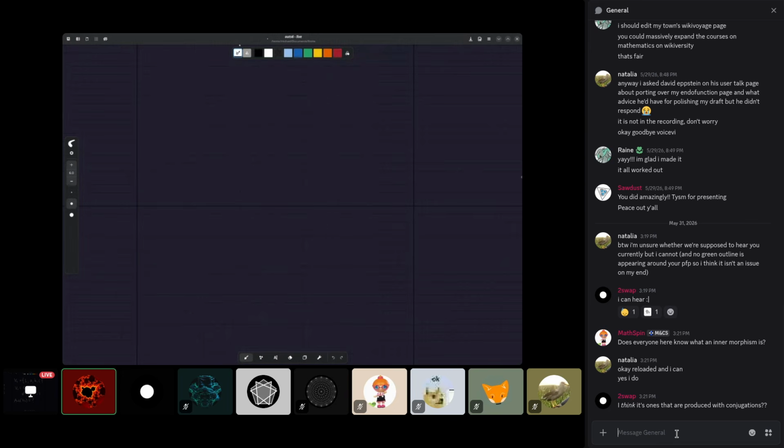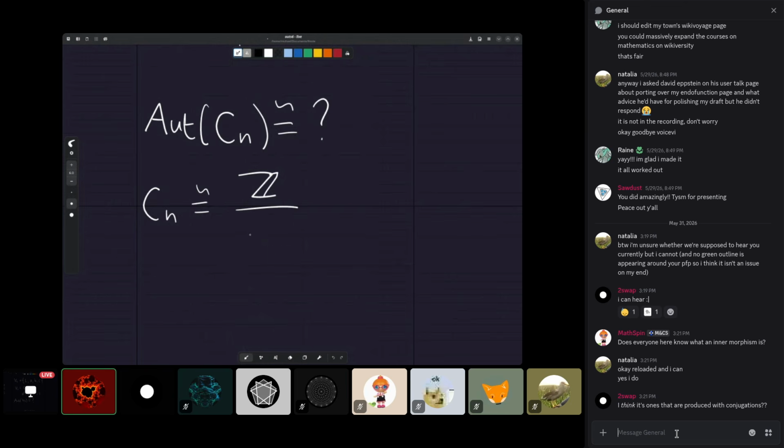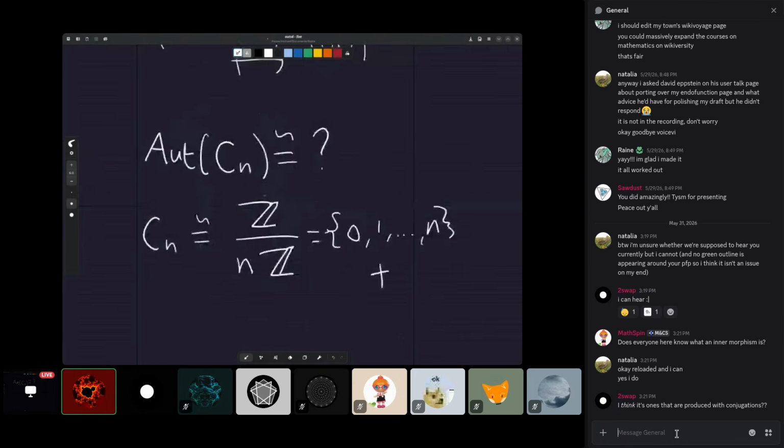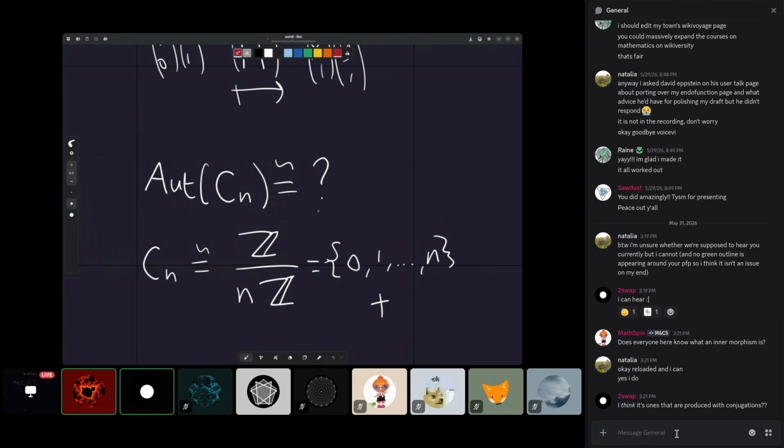Cyclic groups. So what do we think is going to be the automorphism group of Cn, the cyclic group of order n? You can think of it as integers modulo n. That is 0, 1, up to n minus 1, with the operation of addition. So any guesses on this one? What do we think this is going to be?